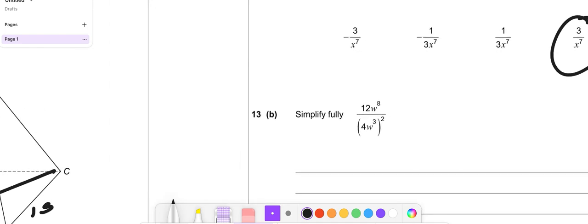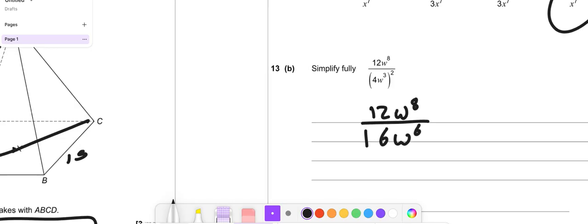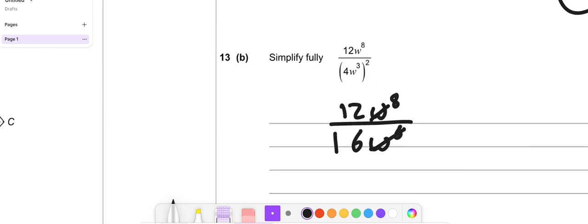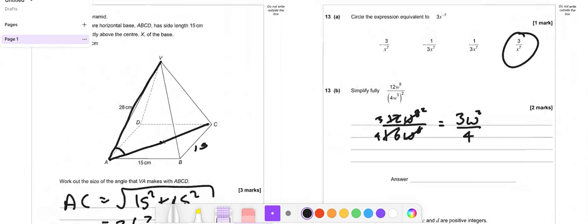Okay, simplify this. So this is going to be 12w to the 8, and then we've got to square this bracket. So this is over 16w to the 6, which means we've got w squared, and we've got divided by 4, we've got 3 over 4. So I think I would write this as 3w squared over 4 as our simplest version of that.